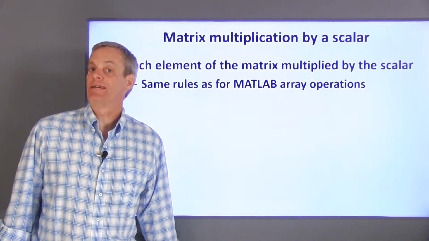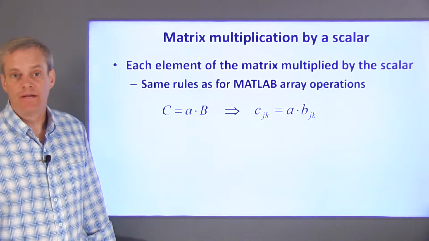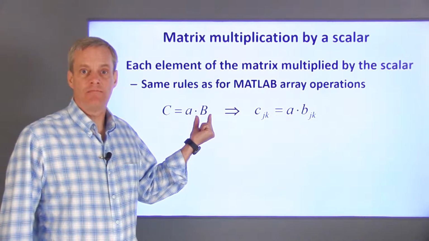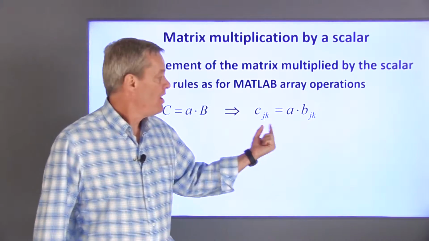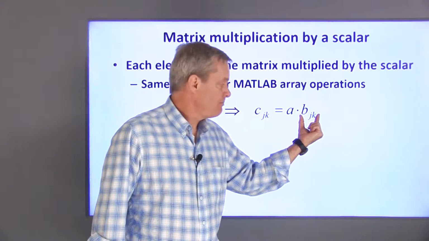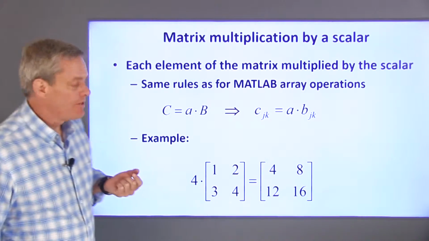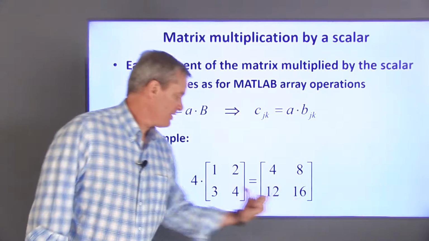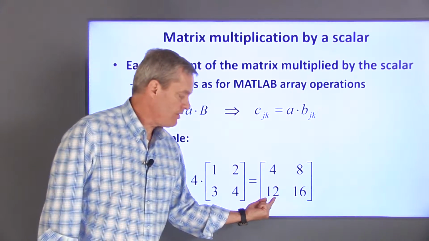Multiplication of a matrix by a scalar is also the same as the corresponding array operation. If C is the product of a scalar A times a matrix B, the elements of C, C sub jk, are just the corresponding elements in B, each of which is multiplied by the scalar A. For example, if I multiply this matrix by 4, the result is this. 4 times 1 goes in this location, 4 times 3 is 12, and so on.